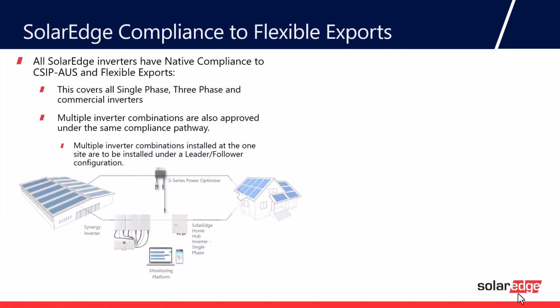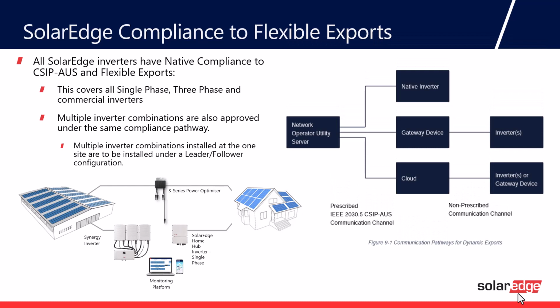So to start with, compliance to flexible exports can come through in three different ways. South Australian Power Network, so SAPN, has a utility server. The utility server will communicate either directly or indirectly with an inverter to manage the export requirements. The way in which it does that, like I said, is either direct through to an inverter with native compliance, or indirectly either through a gateway device or via the cloud. All of these mechanisms are through IEEE 2030.5 or the CSIP-Oz communication protocol.